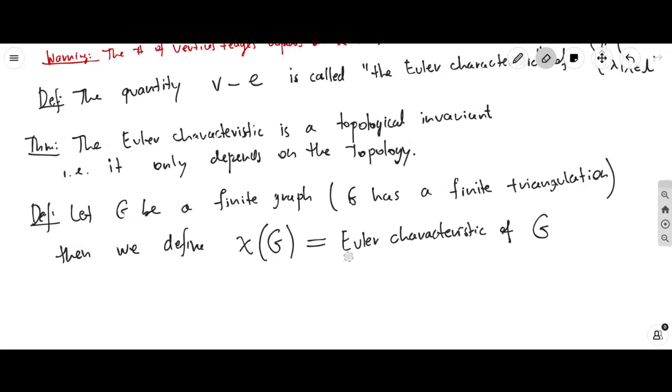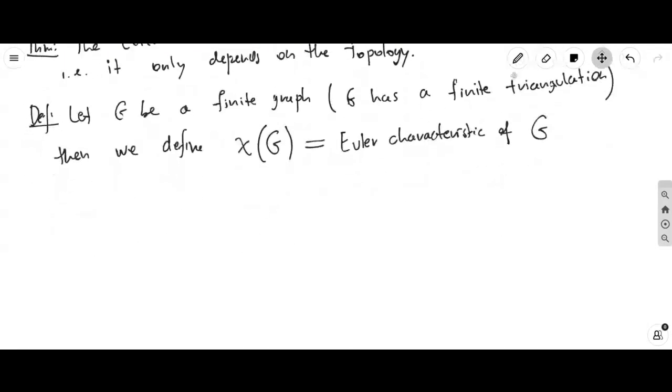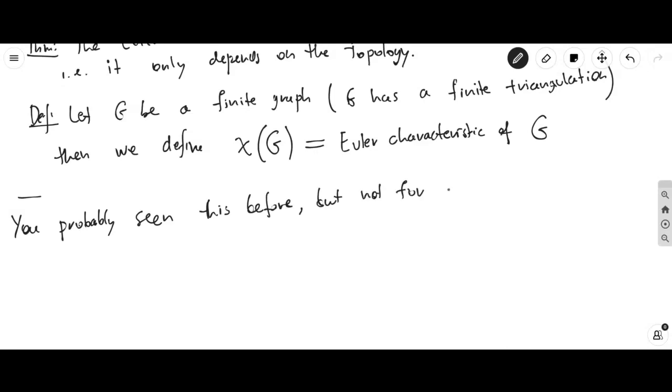Now, some of you possibly have seen the Euler characteristic before, maybe in the previous topology class, or perhaps even in other areas of math. Maybe you read about this. So I just want to show you how it's connected to the Euler characteristic that you've seen before. You probably seen this before but not for graphs, but rather surfaces. And you talk about the Euler characteristic of a surface.